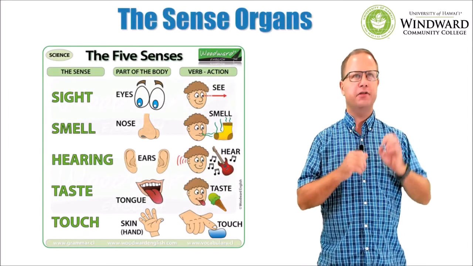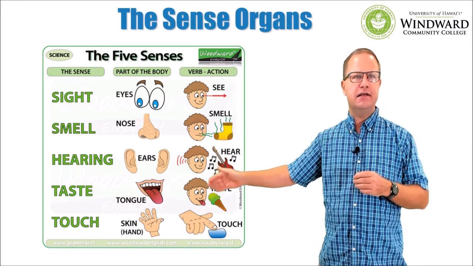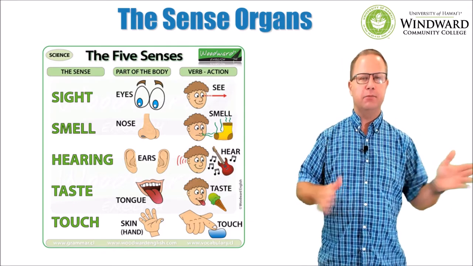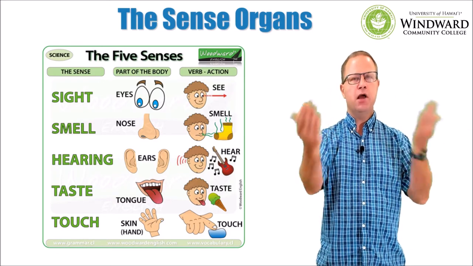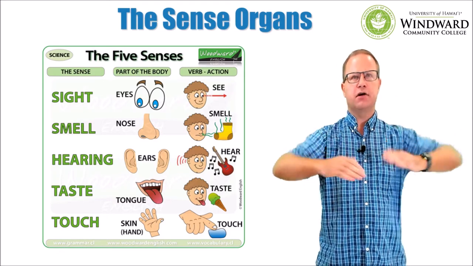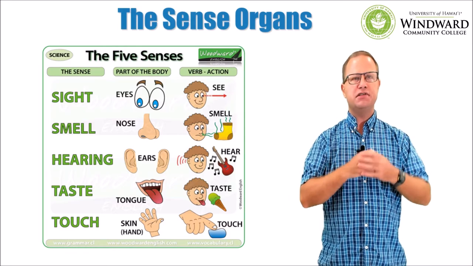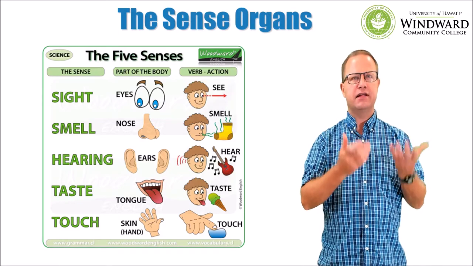Now, you've heard before that there's five different senses, right? Sight, smell, hearing, taste, and touch. Well, in truth, there's actually more senses than that. We have equilibrium, which is our ability to maintain balance. We also have something called proprioception, which is the ability to know where our arms and legs are and where our joints are positioned, even though we might have our eyes closed. So there's many more senses than just the five you see here, but these are the five that we're going to concentrate on in this lecture.